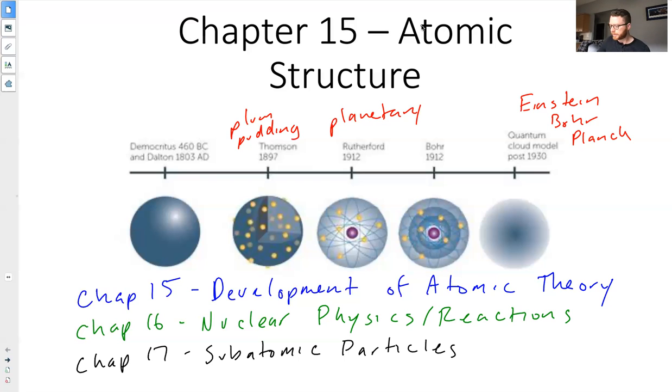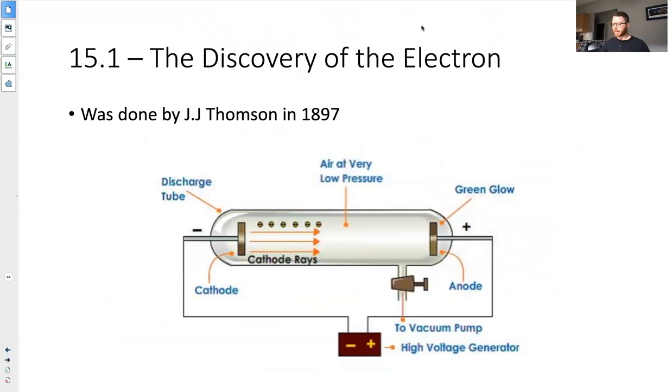All right. So discovery of the electron is our first topic. And this was done by J.J. Thomson in 1897. Okay, so he used a cathode ray tube, and basically he observed that the movement of cathode rays in the presence of a magnetic field would cause those cathode rays to deflect.